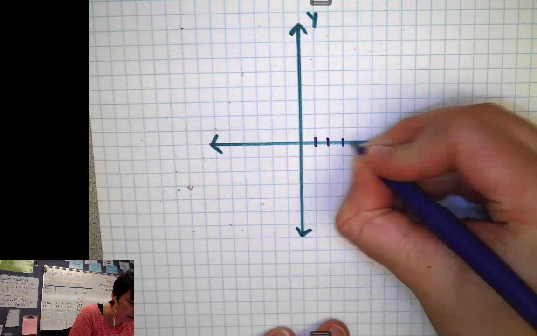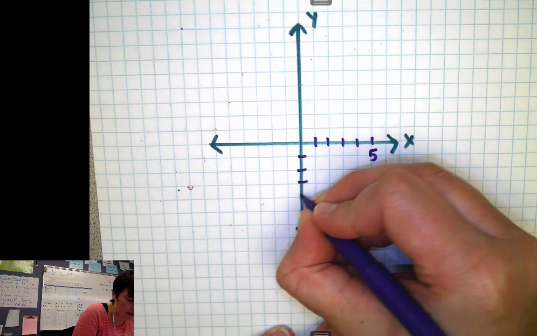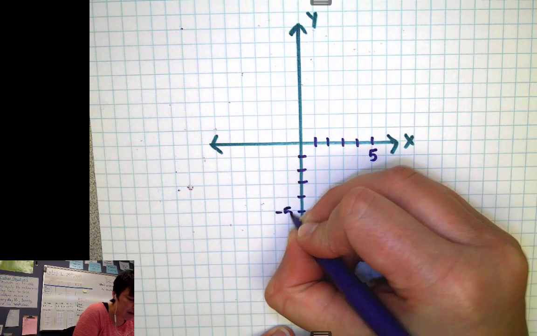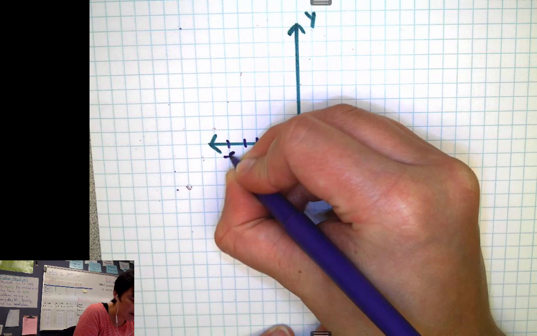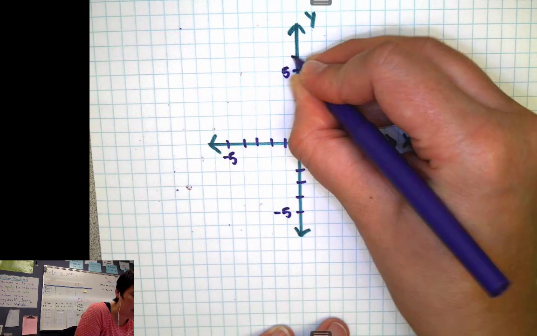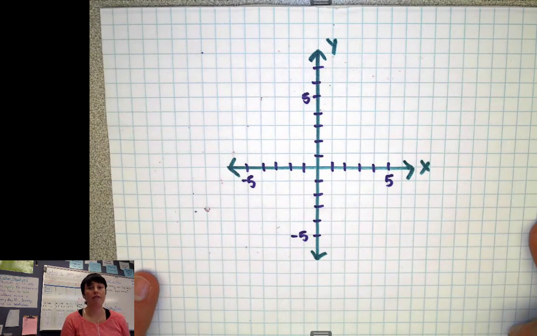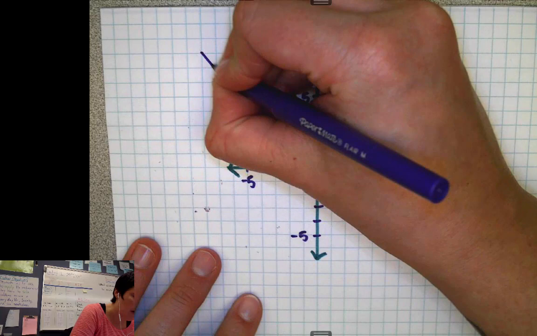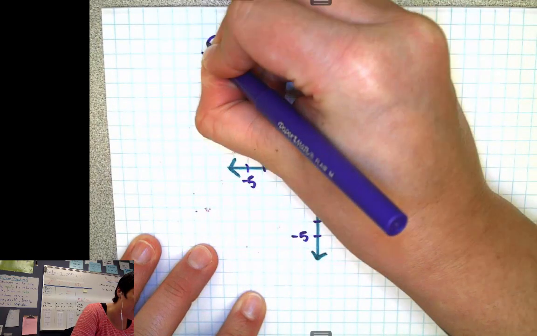1, 2, 3, 4, 5. Negative 1, negative 2, negative 3, negative 4, negative 5. Negative 1, negative 2, negative 3, negative 4, negative 5. 1, 2, 3, 4, 5. There we go. All right, here's our graph. Now let's look at a vertical line. So I'm going to write vertical. We've seen a horizontal. Let's look at a vertical.